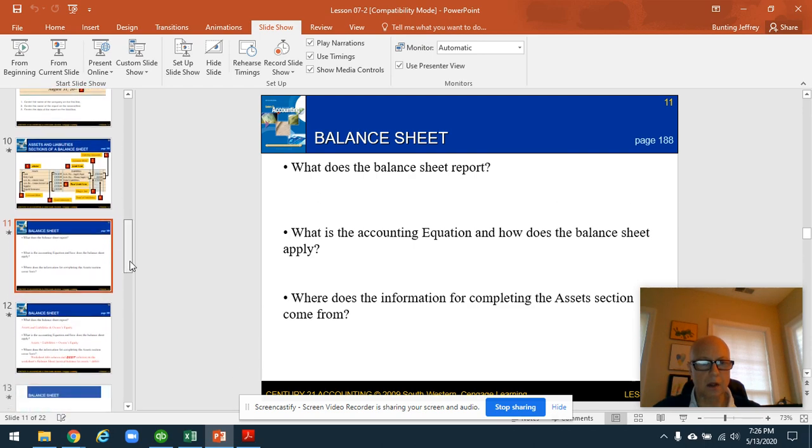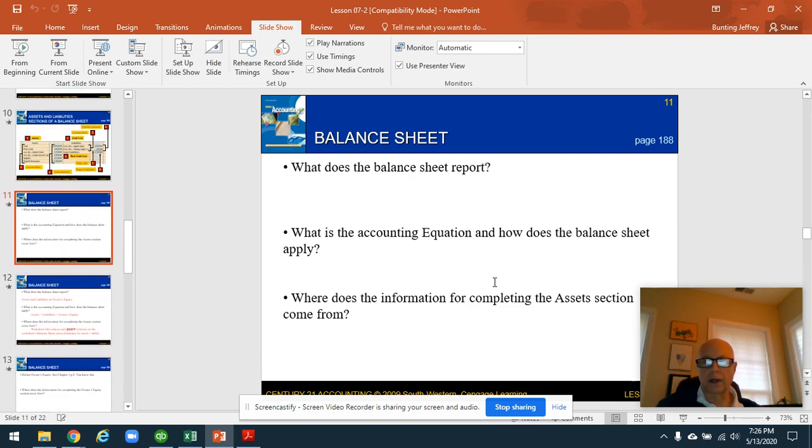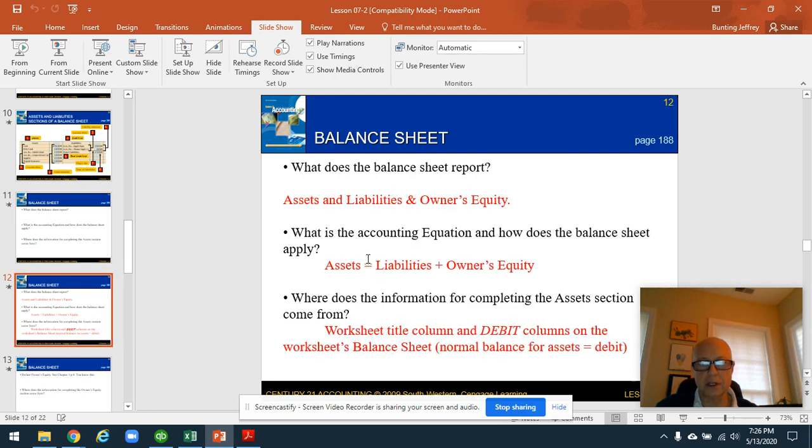Okay, moving down. What does it report? What is the accounting equation and how does the balance sheet apply? Where does the information come from for the asset section? Well, balance sheet reports assets and liabilities and owner's equity. Reports the accounting equation. Says so right here. All right, so where does the information come from for completing the asset section?